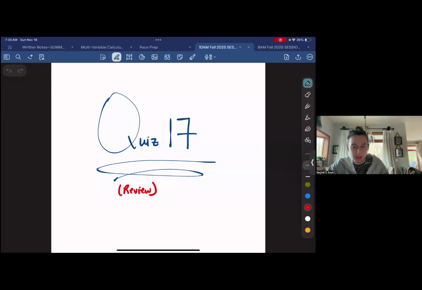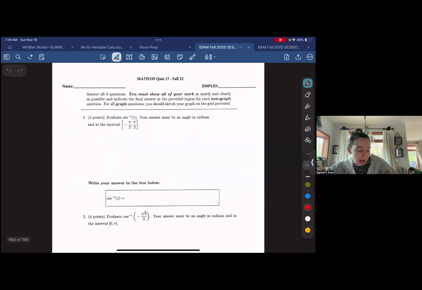Hi, everyone. So we are going to review quiz 17. Our first question is an evaluation question. We are asked to evaluate sine inverse of 1. And then you always want to make sure you read the entire instructions because it's also asking for your answer to be in radians and within the interval of negative pi over 2 to pi over 2.